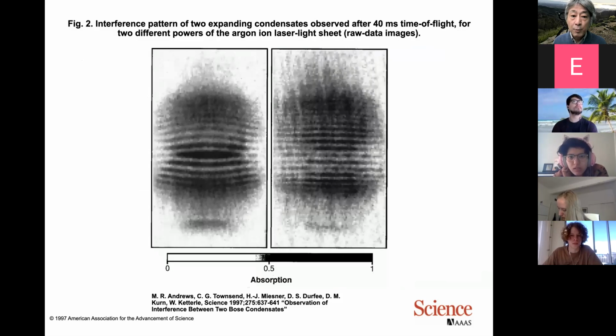And remember, one condensate contains thousands of atoms. Another condensate also contains thousands of atoms. But when they overlap, you see this fringe pattern. So this is an experimental evidence that this collection of thousands of atoms behave as if it is a classical wave. And that's the idea of Bose-Einstein condensate.